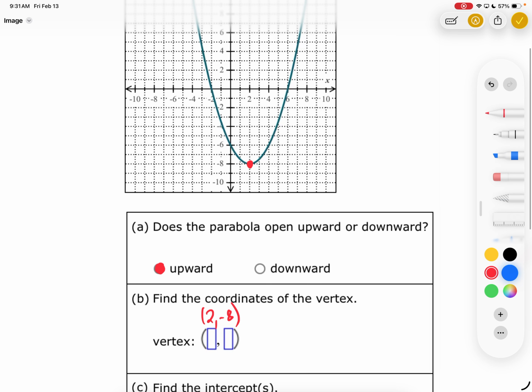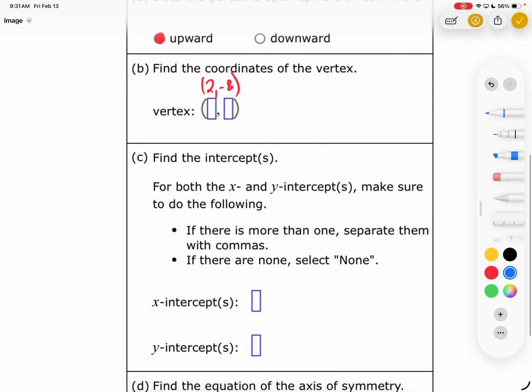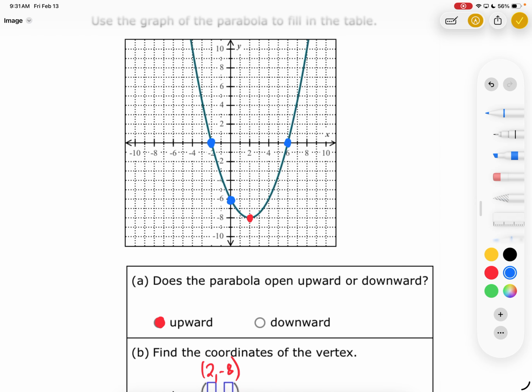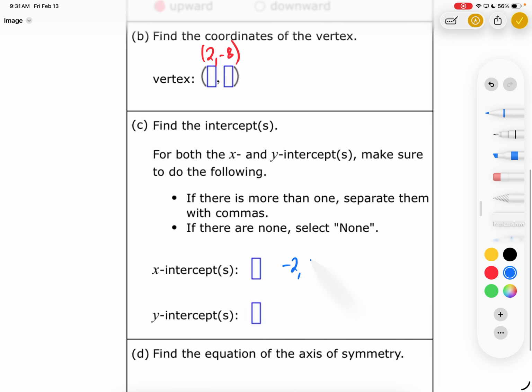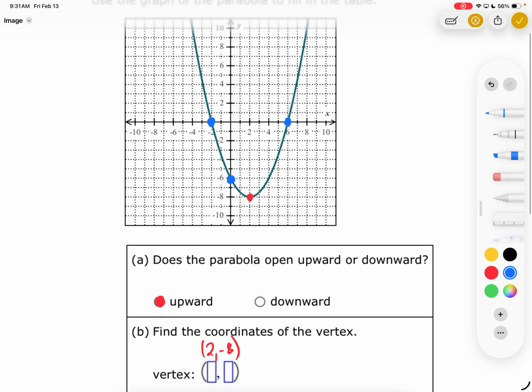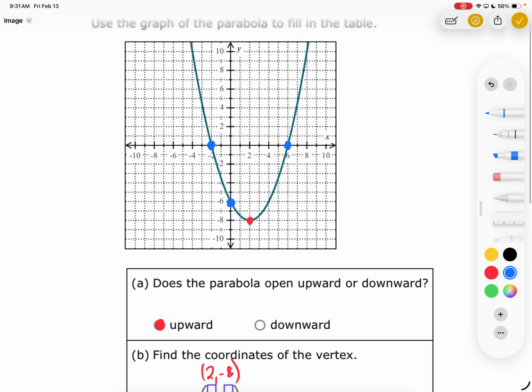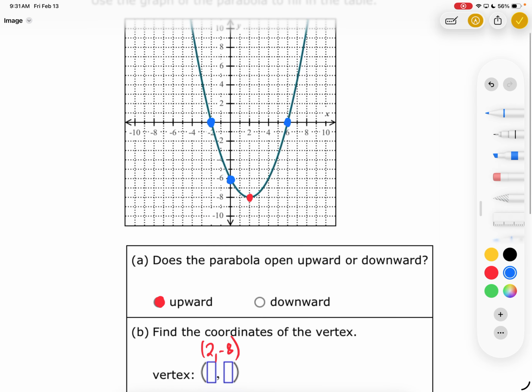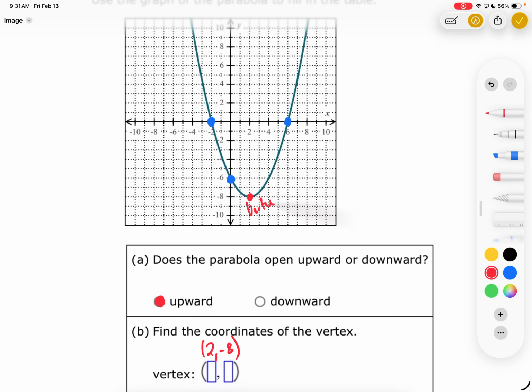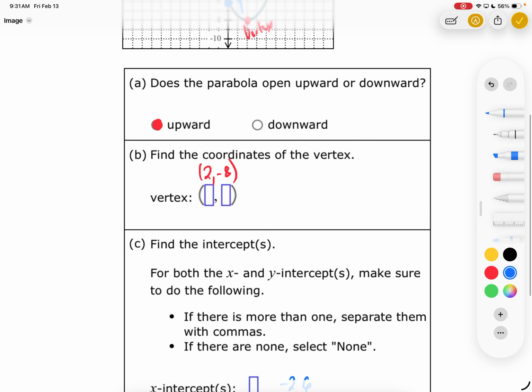Find the intercepts. My intercepts are where it crosses the x and y axis. So at x, it's negative 2 and 6. And at y, it's negative 6. Okay, so there's my vertex, x-intercepts, y-intercept. What else do I got to find?